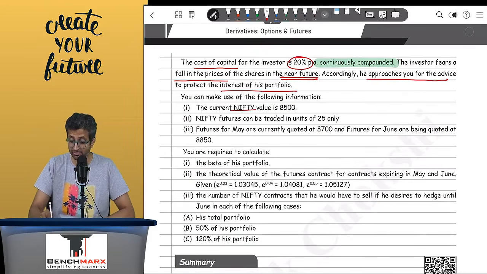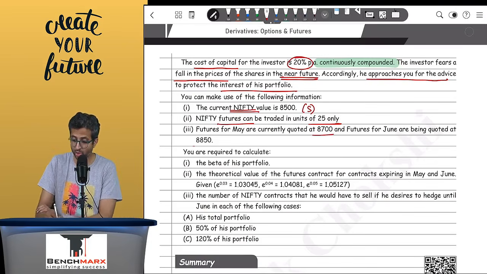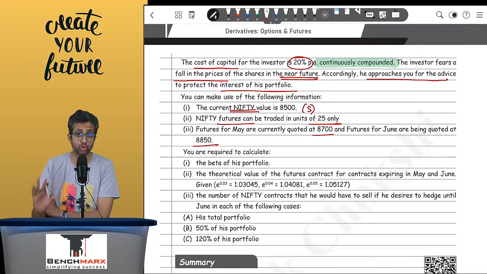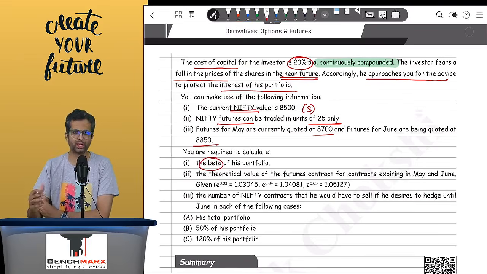So the current Nifty value is 8,500. This is your spot Nifty, and the Nifty futures can be traded in units of 25 only. Futures for Nifty are currently quoted at 8,700 for May and 8,850 for June. So you have been given 2 futures actual prices, and you are required to calculate the beta of the portfolio. Now this is a portfolio beta application.